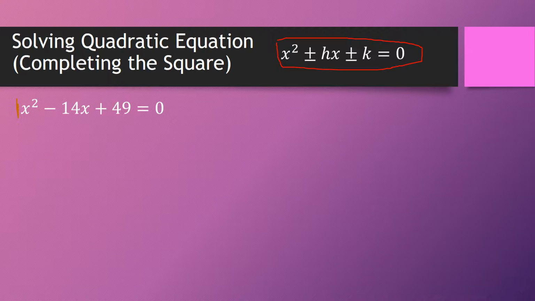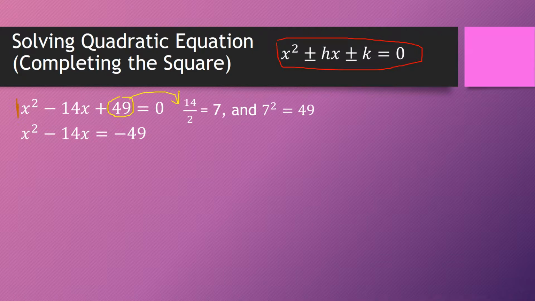Number one, you move the constant term to the other side. If the 49 is on this side, when you move 49 to the other side, because it is adding, when you move it here it is subtracting. Okay? Now, what do you have to do?